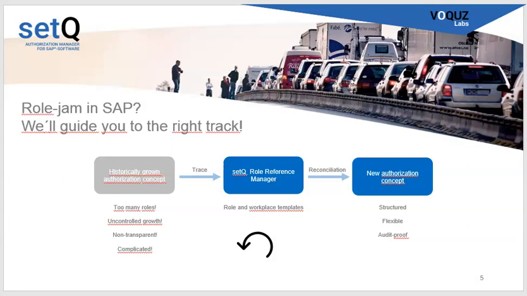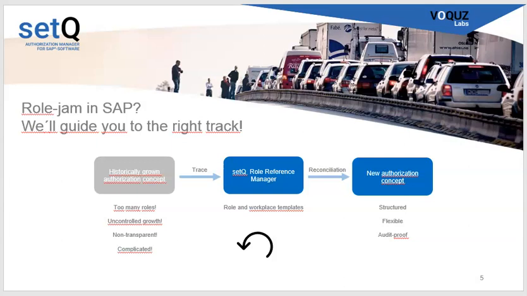How do we solve this problem? Our solution is one of 2 parts. One, you're either going to create a new authorization concept. If we go down this pathway, the first thing that we'll need to do is set up a trace, where we want to trace the existing roles, and we can compare them using the setQ Role Reference Manager, which contains well over 1,000 predefined roles and authorizations that are standardized for most organizations.